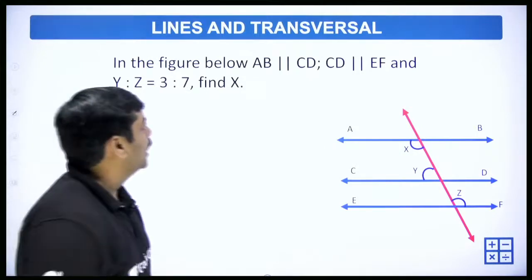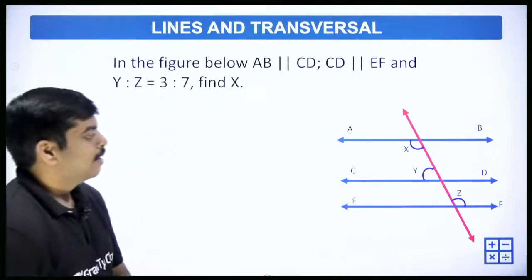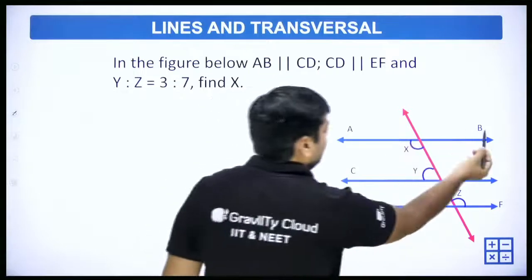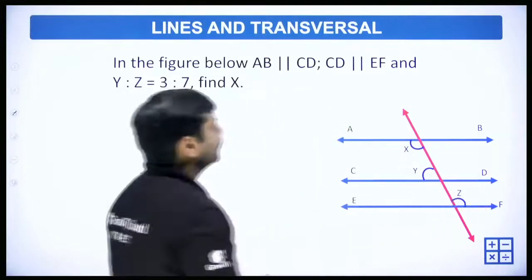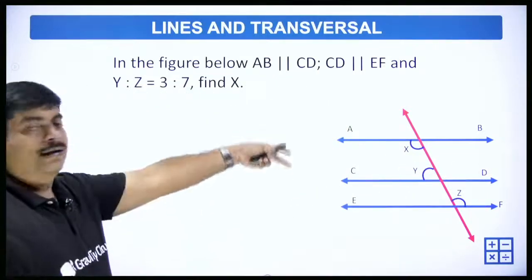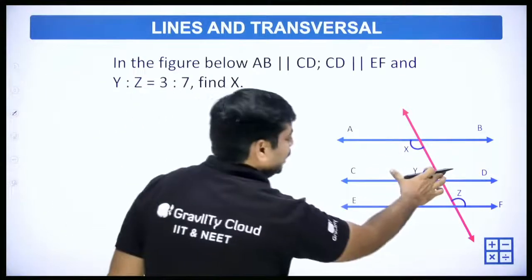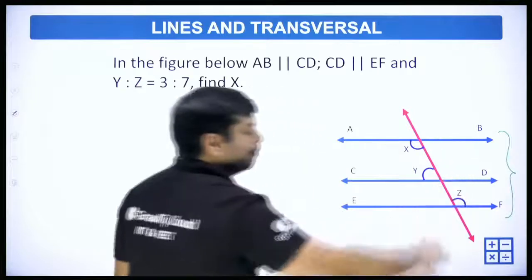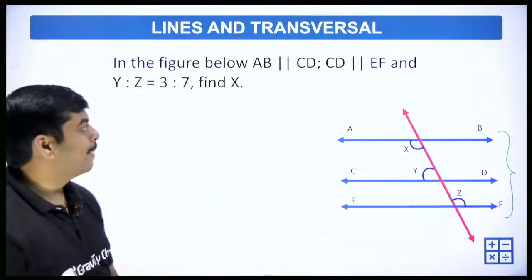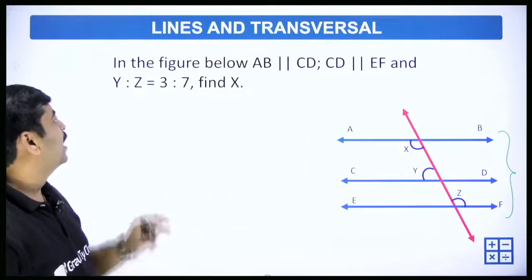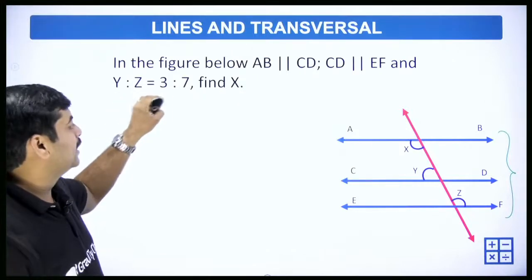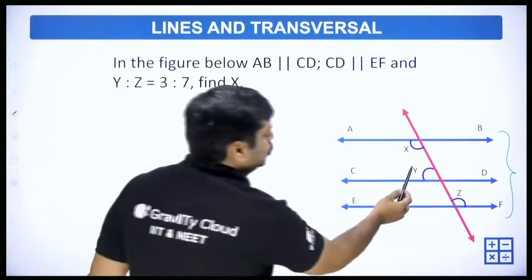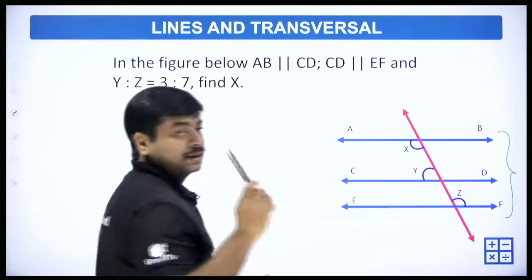In the given figure, AB is parallel to CD. Okay. CD is parallel to EF, so this line is again parallel to this line. So I can directly say that all the lines are parallel. Okay, and Y is to Z is 3:7. Y is to Z. Carefully see here.